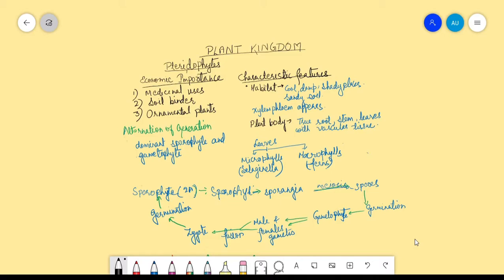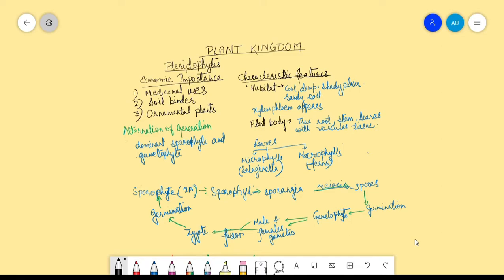Now some of the important economic importance you can see here, that they have some medicinal purposes. Most of the pteridophytic members are used for various types of medicinal purposes. They also act as a soil binder and prevent soil erosion, as their roots bind the soil. Maximum ferns are utilized as ornamental plants and we love to plant those in our houses.